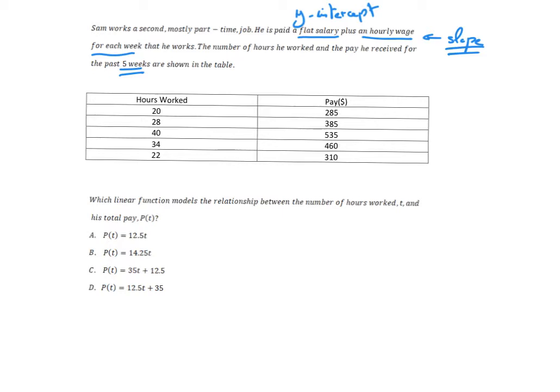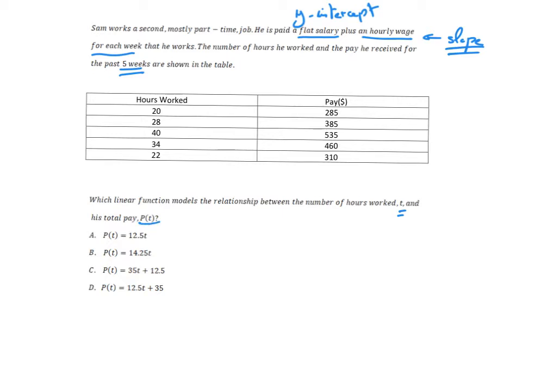So let's see here. We got hours worked: 20, 28, 40, 24, 22, and we get the pays. If Sam works 20 hours, he will get paid 285. If he worked 28 hours, he will get paid 385, and so on and so forth. The question is, which linear function models the relationship between the number of hours worked, T, and his total pay, P of T?